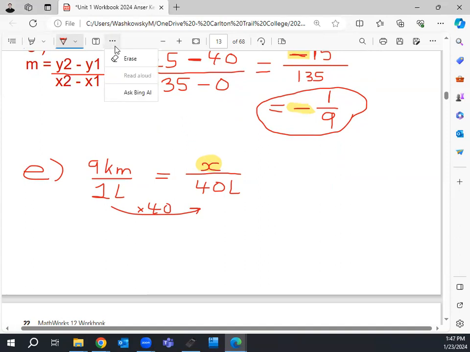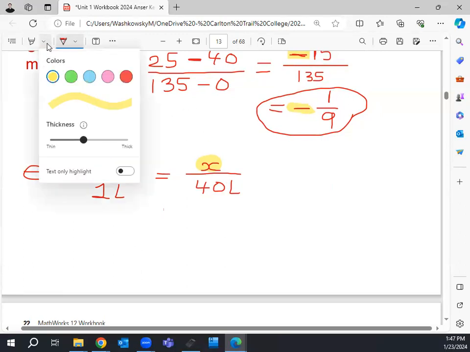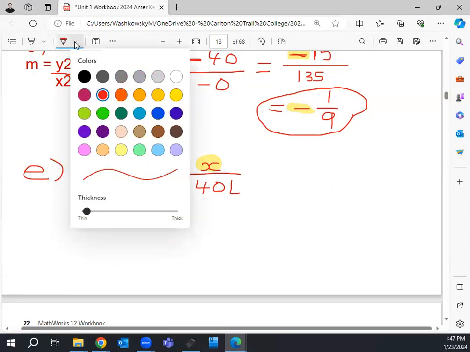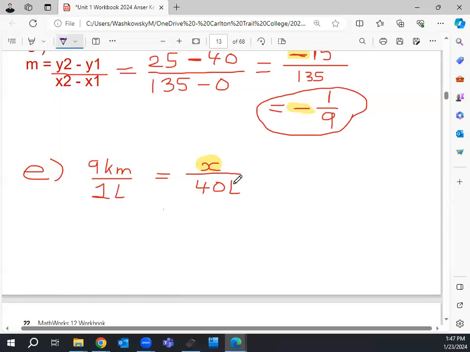That's one way. I'm trying to encourage some algebra use here. So specifically, I'm going to do the opposite of what I see happening here. Right now, I can see that my X is being divided by 40 liters. So I need to do the opposite of dividing by it. I need to times both sides by 40 liters.